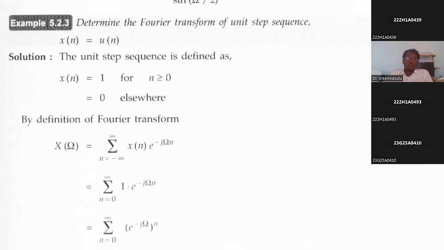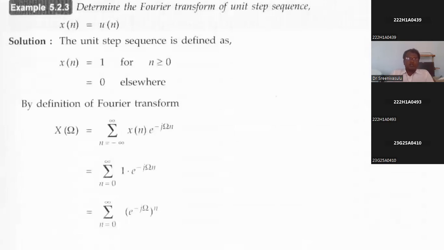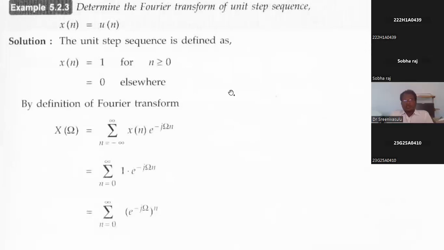Now you can see another standard sequence: determine the Fourier transform of the unit step sequence. Already in the previous problems we have written what u of n is. u of n is equal to 1 for n greater than or equal to 0, and it is 0 otherwise. So n takes the values from 0 to infinity, and it is 0 otherwise. So x of n is equal to u of n, that is, x of n is equal to 1 for n greater than or equal to 0, and 0 elsewhere.